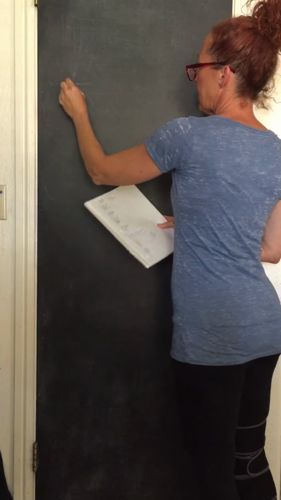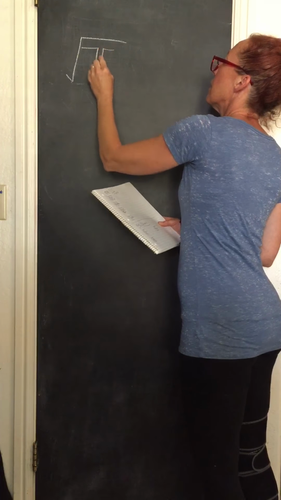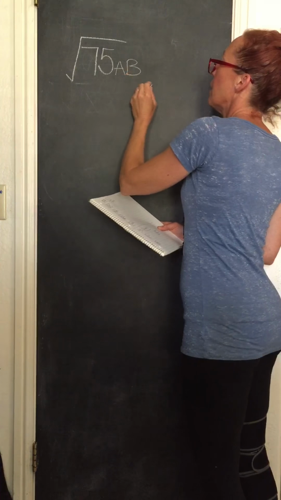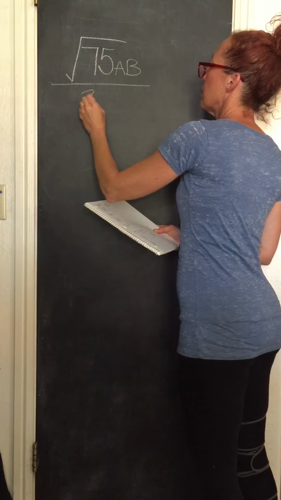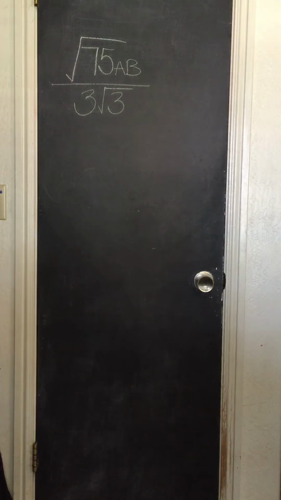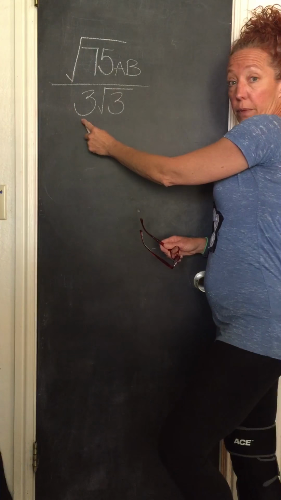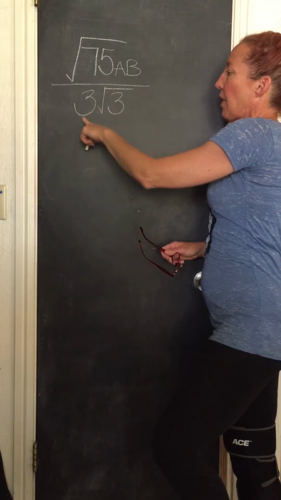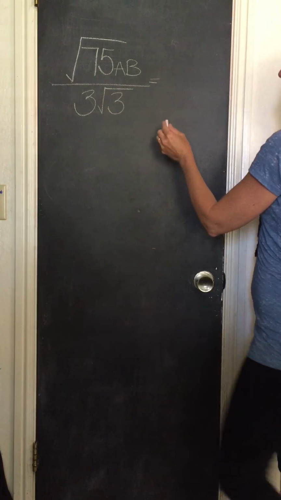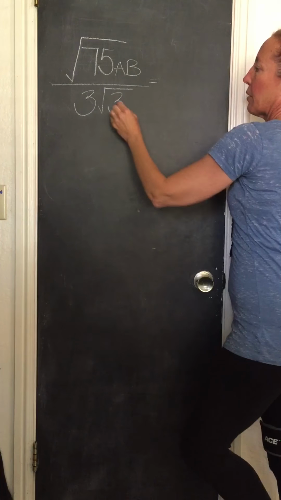All right, so this time I have the square root of 75ab over 3 radical 3. Okay. This 3 right here is not underneath the square root. So when you rewrite it, that can't go with. You have to keep that guy separate. I wish I didn't write so big. Okay. So I would rewrite this. You know we're going to write that as one big radical.